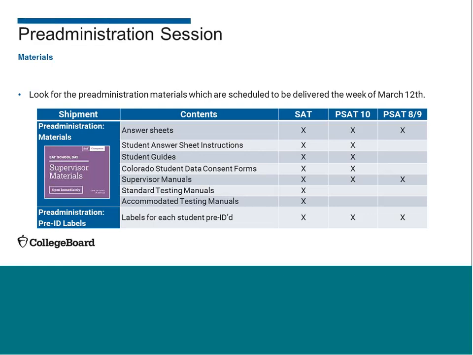So in your pre-administration shipments, you are going to get a variety of materials. Your pre-admin shipments will arrive the week of March 12th, and they will be labeled with a purple label on them calling out supervisor materials open immediately. You can see here for SAT and PSAT 10, there are similar materials included, and for PSAT 8-9, your pre-admin materials are a little bit less because there is no need for consent.